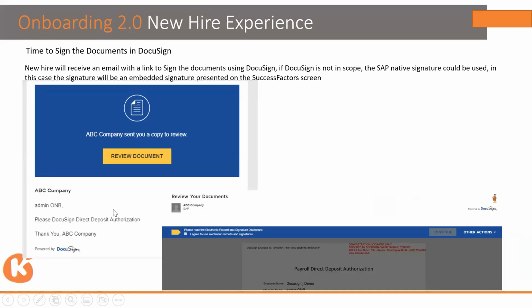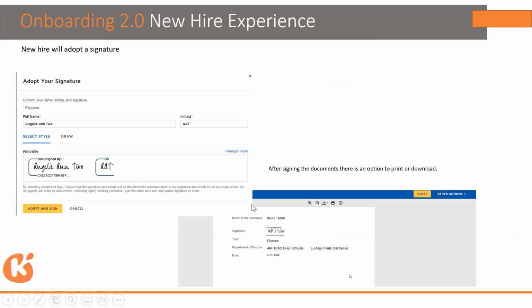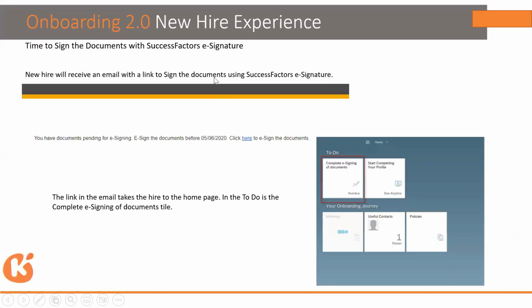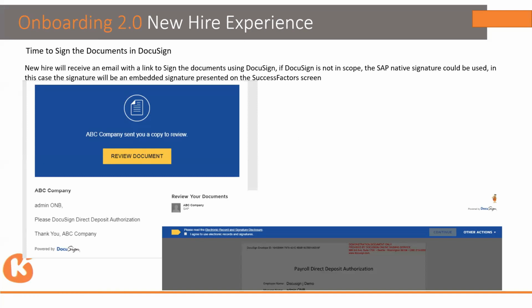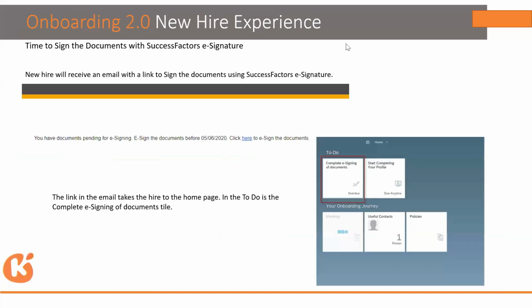And then finally they will get a document signature to sign the documents. This is a DocuSign screen, but embedded in SuccessFactors, you get this complete e-signature of documents. This is how the candidate will get an embedded e-signature. But if they don't have DocuSign, they'll get a DocuSign email instead, because DocuSign is a third party, guys. They'll get a separate email from the DocuSign account, not from SuccessFactors. If they're not using DocuSign, then they will get this style of complete e-signature of documents.